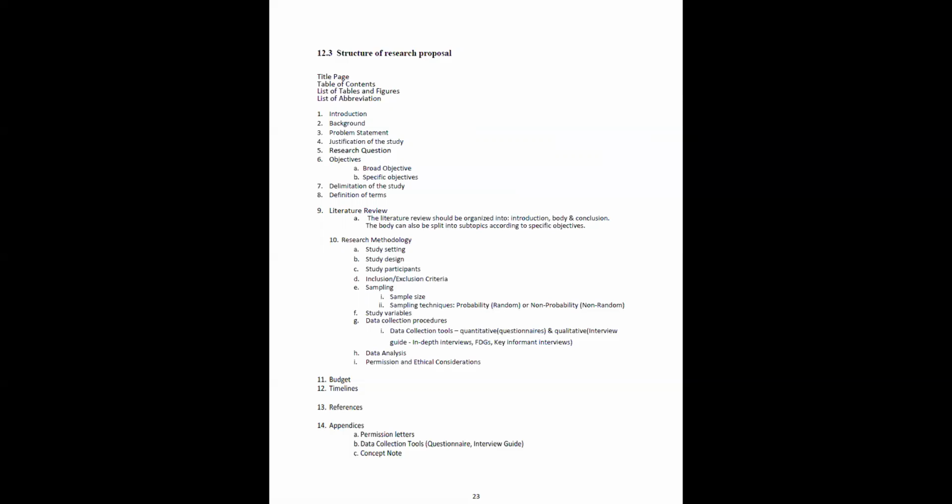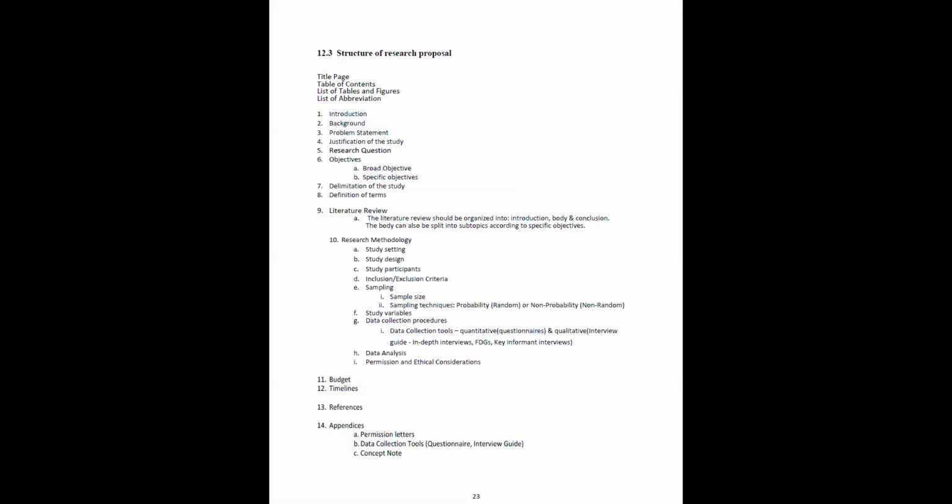You now have a separate section for justifying your study. Why do you want to do your study? Then the research question and the objectives, broad and specific, which were part of your concept note. You then put them here as the same objectives. You are building on your work. You start small, but you're now expanding your idea to make sure it's fully fledged.